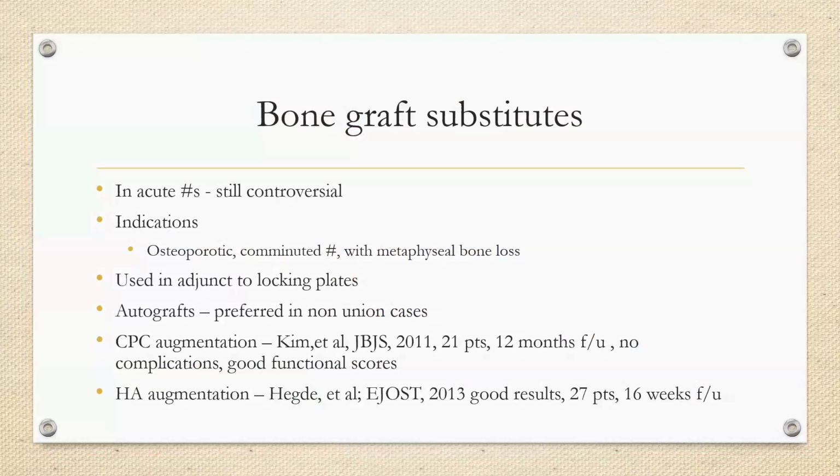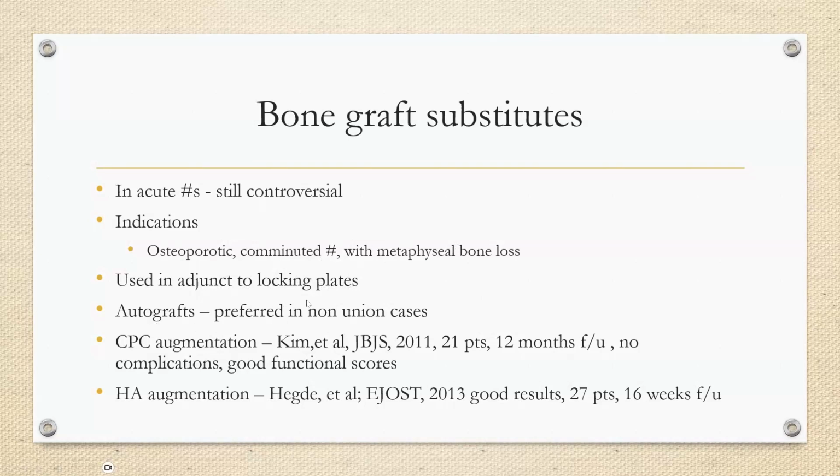So another aspect being looked into is the use of bone graft substitutes in acute fractures. It still remains controversial. The indication is for very osteoporotic and severely comminuted fractures with severe metaphyseal bone loss, which you would expect to collapse. They are not used in isolation. They are used as an adjunct to volar locking plates, usually to fill the metaphyseal defect if present after fixation.